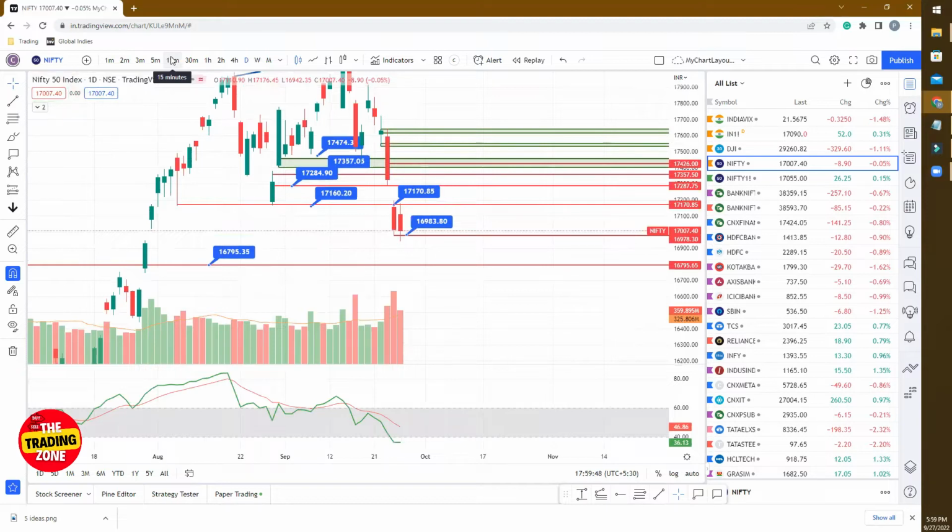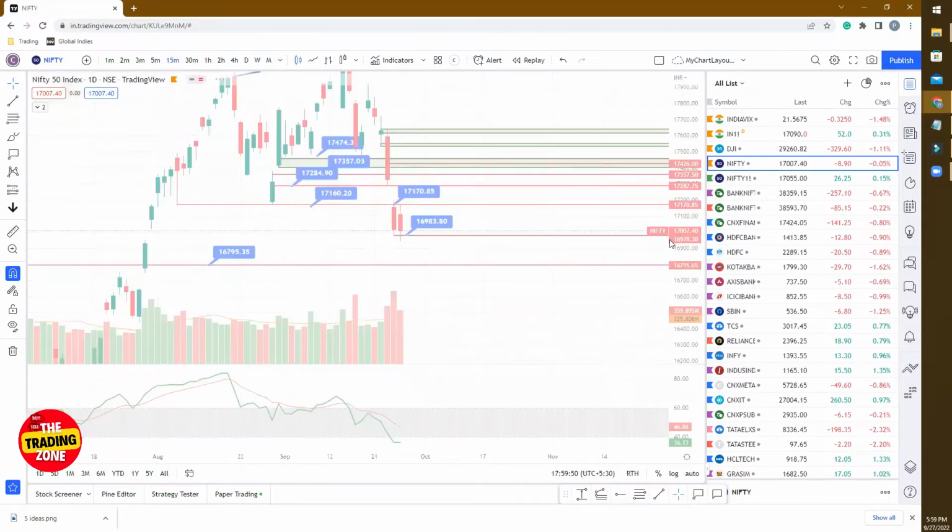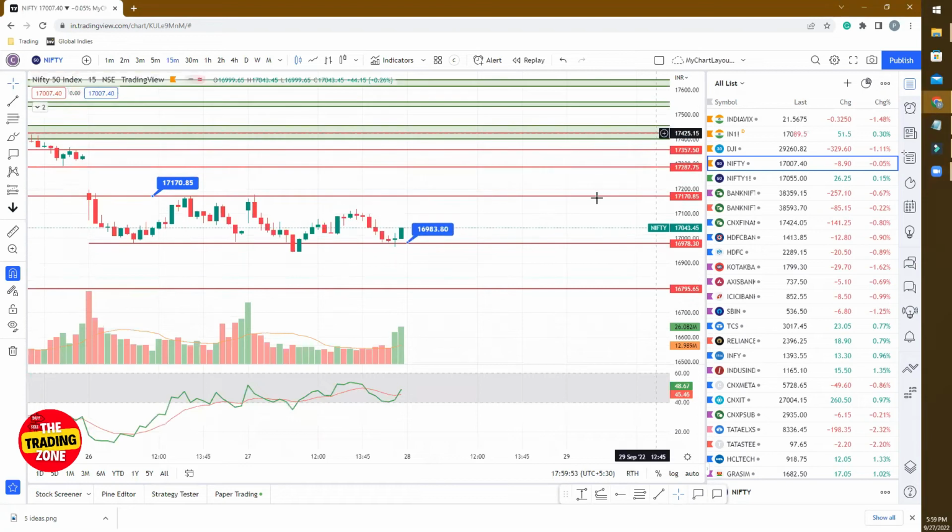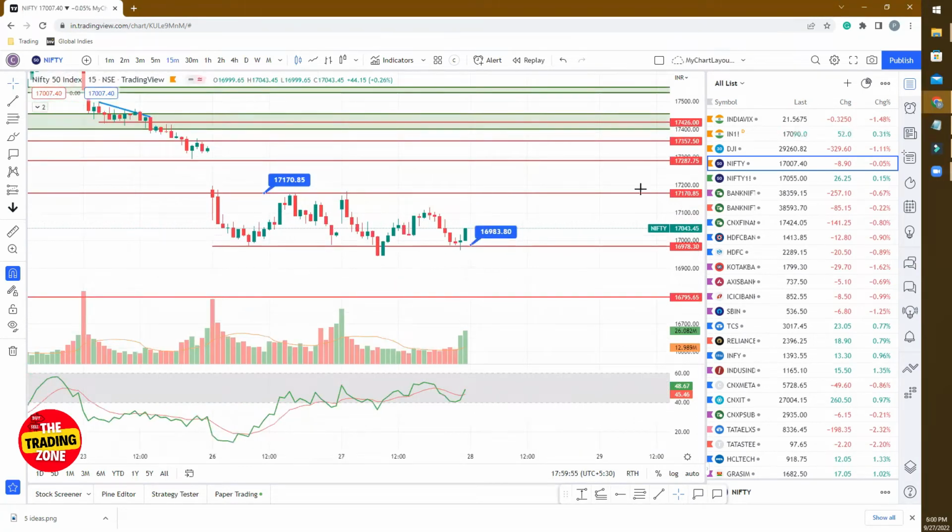Well, that being said, let's go to the chart and analyze what are the levels for tomorrow's trading session. So if you see the trading activity today, what Nifty has done today is it has just traded between the range. If you watch my weekly analysis, I clearly marked these levels, that 17,160 on the upside and 16,980 is the level where one should be looking out. So that is what has happened.